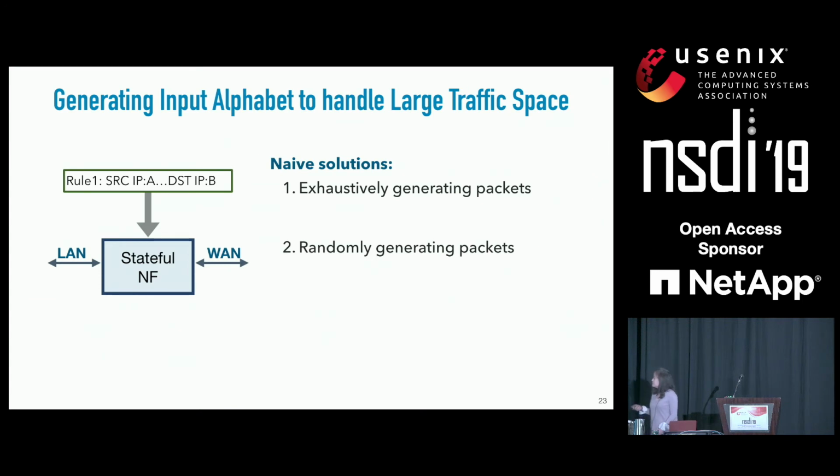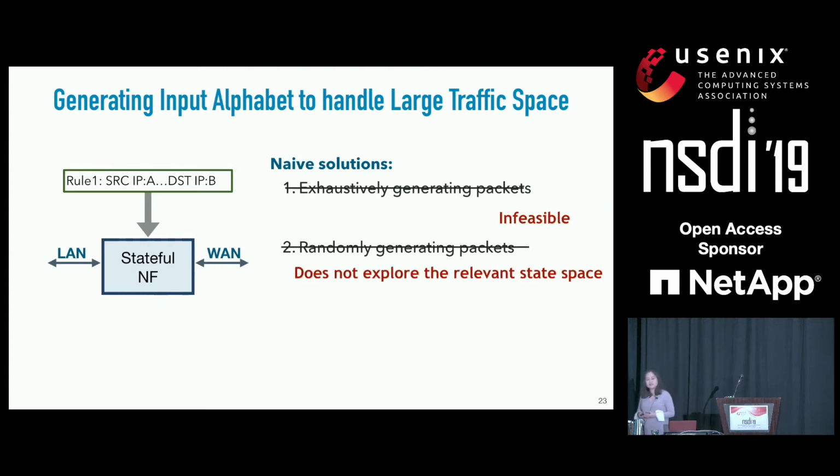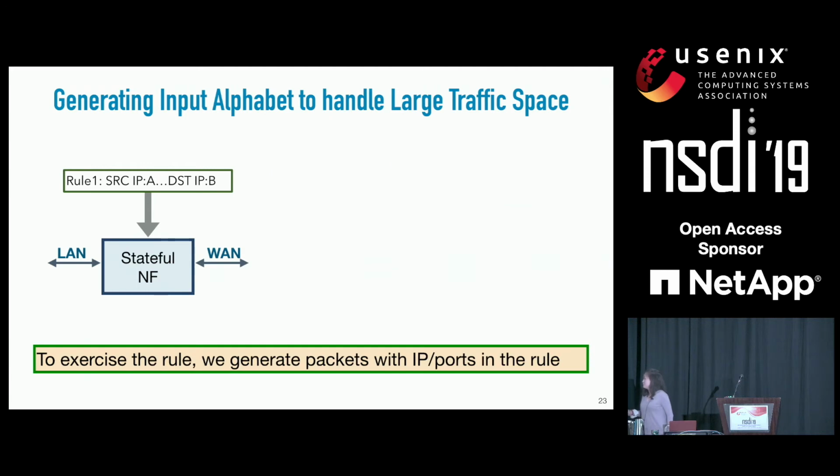So as usual, the NF takes one rule with the source IP and destination IP. A naive solution would say, why not exhaustively generate input or randomly generate input? The first one is clearly infeasible, while the second one is inaccurate because it will not explore the relevant state space of an NF.